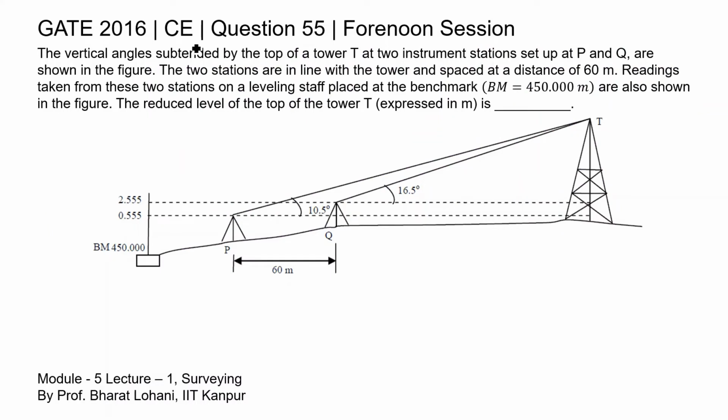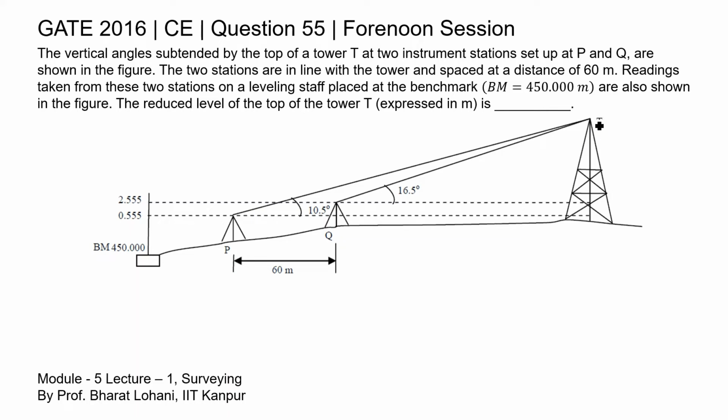This is question 55 of Civil Engineering paper of GATE 2016 forenoon session. The vertical angles subtended by the top of a tower T at two instrument stations set up at P and Q are shown in the figure. The two stations are in line with the tower and are spaced at a distance of 60 meter. Readings taken from these two stations on a leveling staff placed at the benchmark are also shown in the figure. The reduced level of the top of the tower T is.